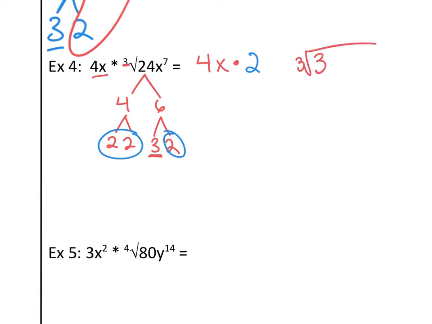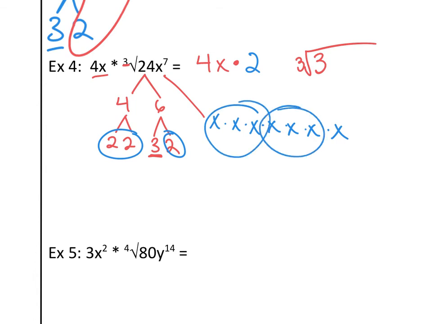I'm just going to write it back behind just because I know I still have variables to deal with. I know it's still being multiplied. That x to the 7th, what's that do? 2 groups and then 1 left over. Yep, 2 groups and 1 left over. That actually ended up being just like that other one. So if you aren't great at division and you want to write it out, 2 groups of x, 1 left over.